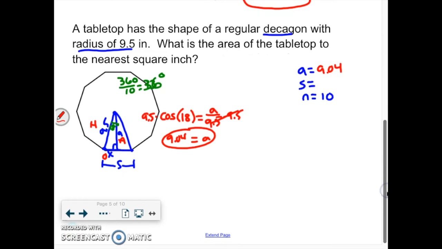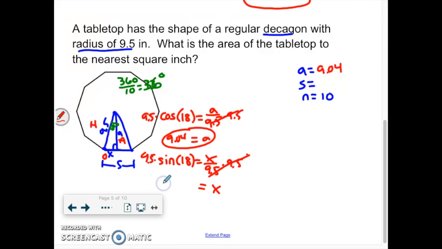For X, then we would have used the sine. We have our opposite side and our hypotenuse. So the sine of 18 would give us X over 9.5. Multiply both sides by 9.5, and what we end up with for X in that instance is 2.935. But remember that we have to take that and multiply by 2 to get the side length. So we get about 5.87 for s then. So then we have everything we need once more. We have 9.04 for the apothem, 5.87 for the side length.